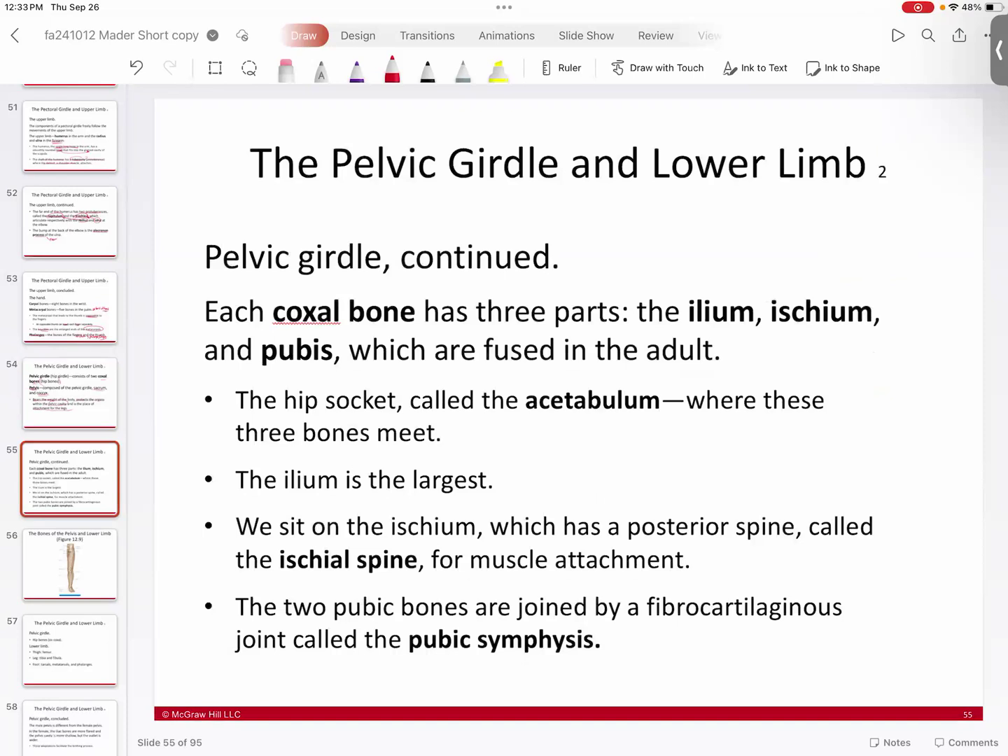So the coxal bone has 3 basic pieces. There's 3 major bones in your hip. The first one is the ilium. The second one is the ischium. And the third one is the pubis. And they're typically fused together in an adult to create a bowl-like structure.